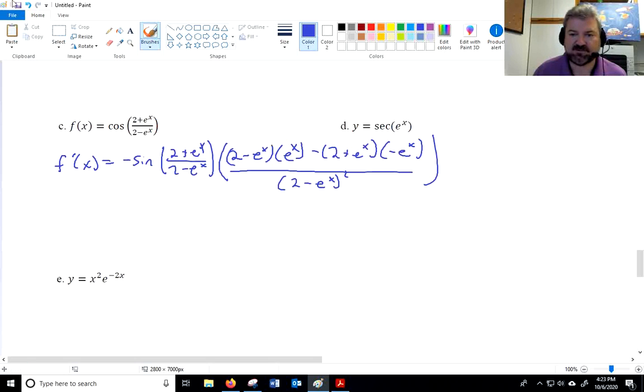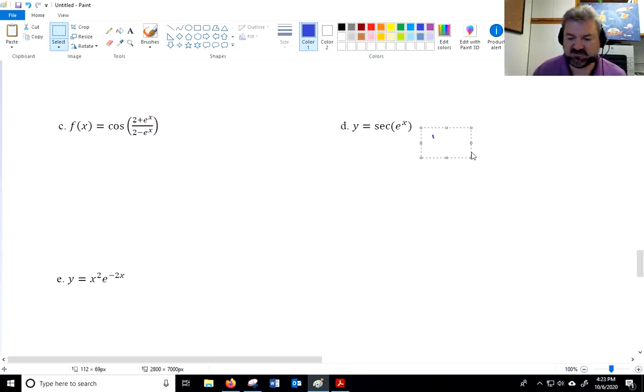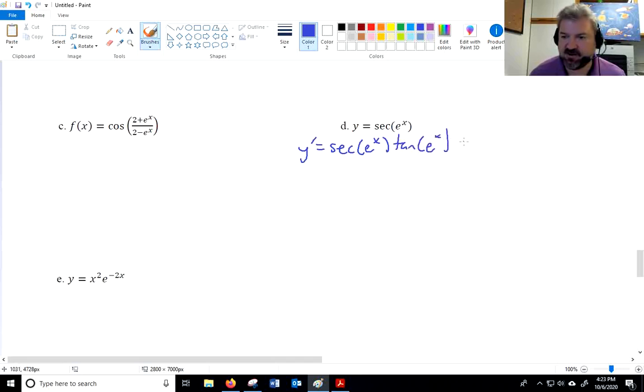Okay, I'm going to go ahead and move this out of the way. So pause the video if you're still writing that down. And give myself some room to do this next one. Secant e to the x. The derivative of secant u is secant u tangent u times u prime. So it's secant u tangent u prime. And the derivative of e to the x is e to the x.